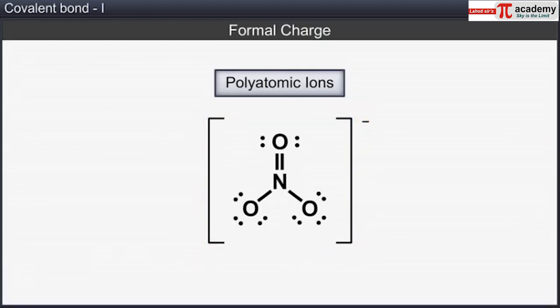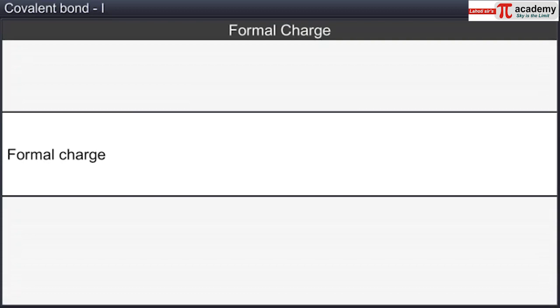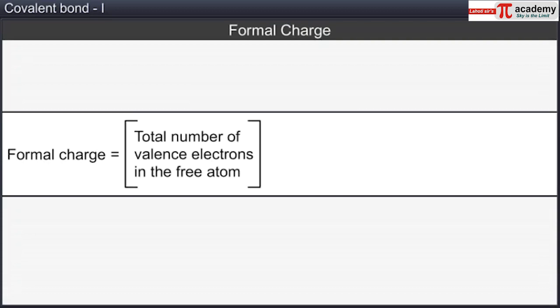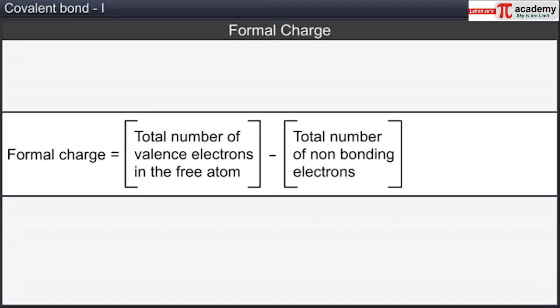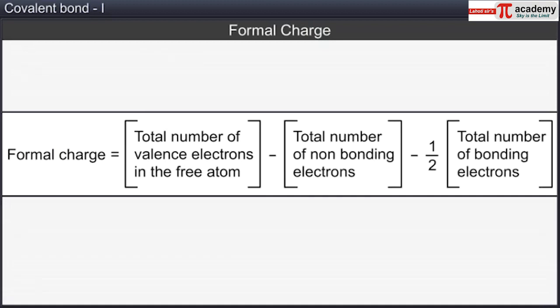But we can assign a formal charge on each atom in the polyatomic ion. Formal charge is equal to the total number of valence electrons in the free atom minus total number of non-bonding electrons minus half of the total number of bonding electrons.